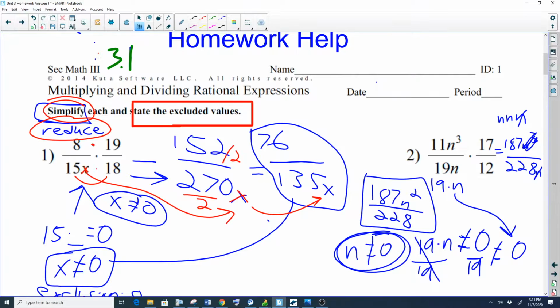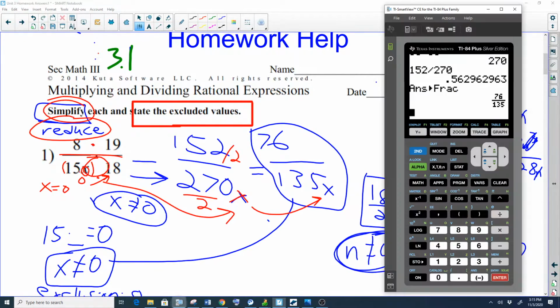Then the exclusions are basically what makes x 0 in the bottom. What that means is, whatever x is, can x be 1? Yes, because 15 times 1 is 15, times 18 is 270. But what if x is 0? Well, 15 times 0 is just 0, and then 0 times 18 is just 0. And can you ever divide by 0? No, you cannot divide by 0.